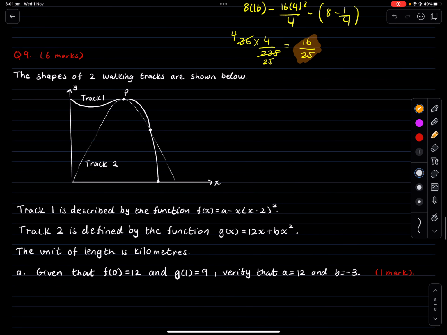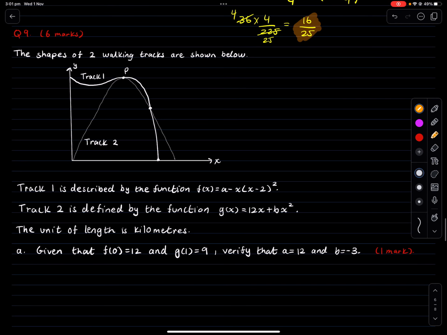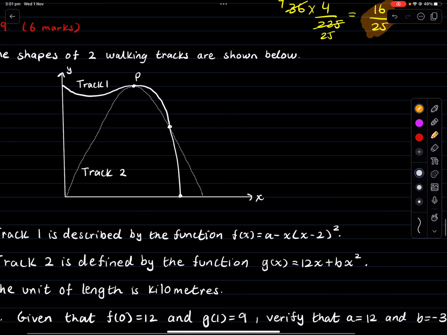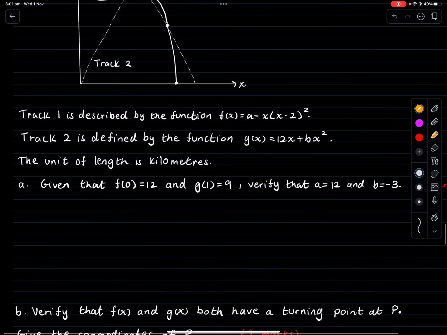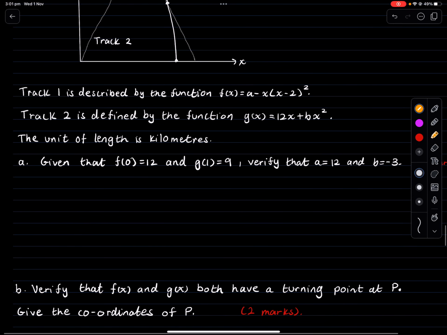Question 9. The shapes of 2 walking tracks are shown below. We can see track 1. Track 1 is described by a function, and track 2 is defined by this function. The unit of length is kilometers, given that f of 0 is that, and g of 1 is that. Verify that a is 12 and b is -3.